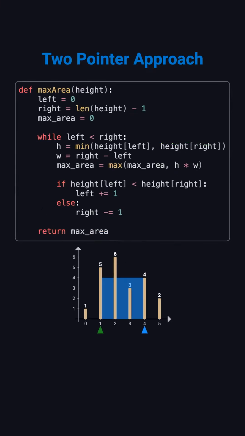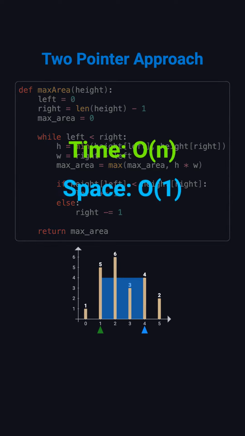The Python implementation is simple. We use two pointers starting at both ends. At each step, we compute the area using the shorter height and the distance between the pointers, update the maximum, and move the pointer at the shorter side. When the pointers meet, we return the maximum area. This runs in O of n time with O of 1 extra space.